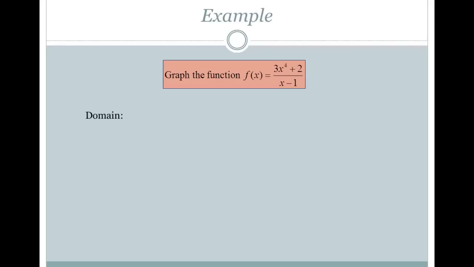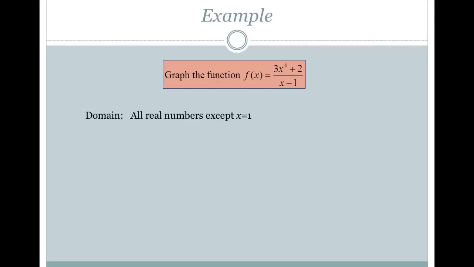The domain for a rational function, we're looking at when the denominator is equal to 0, and if it is going to be 0, then that's going to restrict our domain. In this specific example, you should see that the domain is all real numbers except for 1, because when I plug 1 in, I have a 0 in the denominator. We know we can't have that.